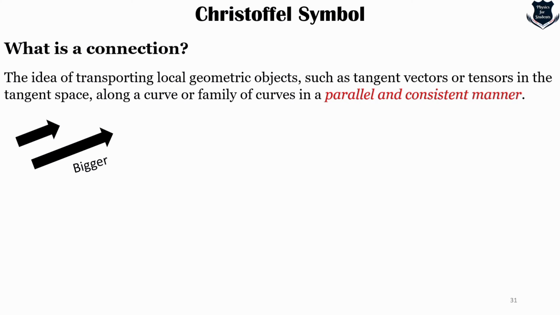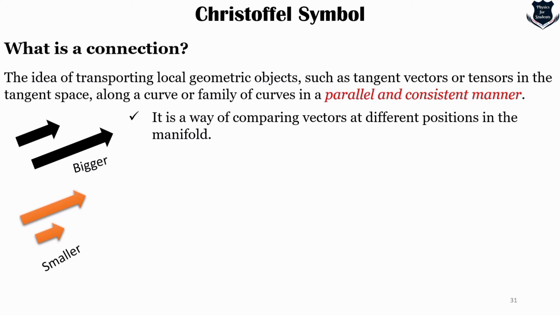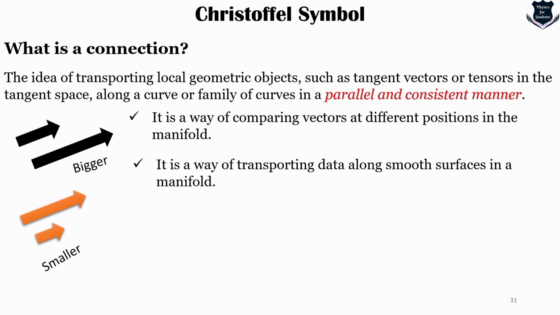Now, I will use the analogy which I have used earlier in my videos also: how will you understand which one is bigger? I mean to say, the simple concept of congruency. We put one arrow on the other, and if it overlaps, then it is bigger. This is obviously the smaller one, right? Now, it is a way of comparing vectors at different positions of a manifold. I mean to say, the connection actually does what parallel transport helps with. It's a way of transporting data along smooth surfaces.